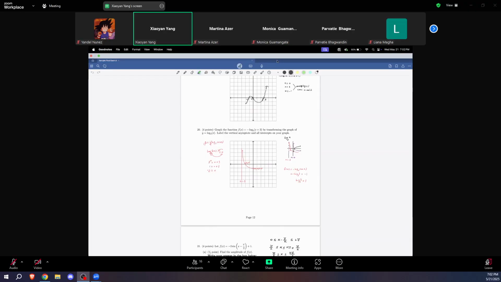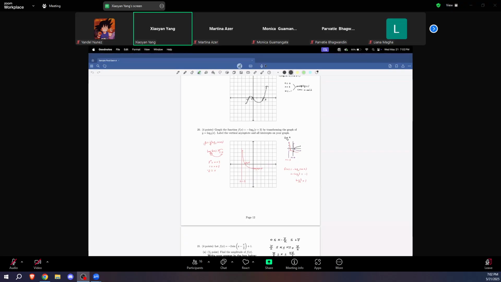Which part confused you? It's just the graph itself. I don't know. The graph is confusing me and I don't know how to draw the graph. You just don't know how to draw the graph, okay? So let's draw this. See what's going on here.